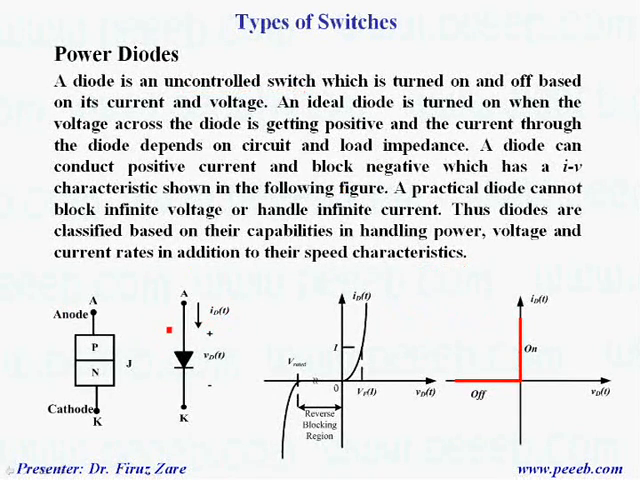When the voltage across the diode is getting negative, the diode blocks, that means in this region the current through the diode is almost zero, or leakage current. So that's why we can see that the diode conducts in this quadrant. That means it can conduct positive current when it turns on, and it can block negative voltage when it's off.